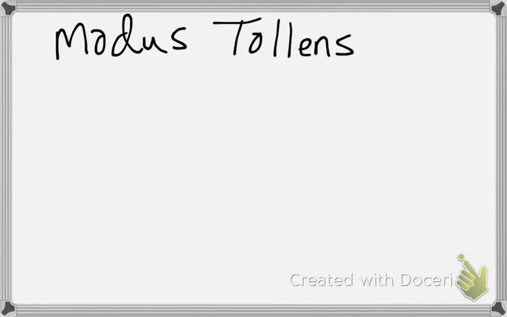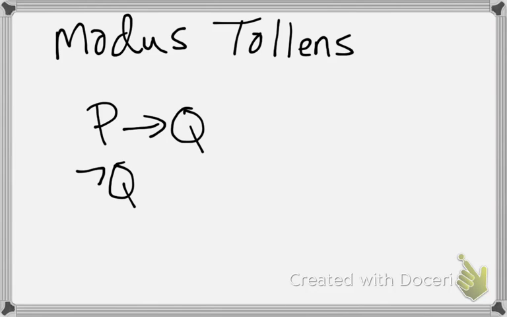This lecture will explain the rule of Modus Tollens. Modus Tollens should be familiar to you from the first part of our course. Recall that if we have a conditional P arrow Q, and if we have the denial of the consequent of that conditional, then we can derive the denial of the antecedent. That's how the form of Modus Tollens looked, and that's how the rule of Modus Tollens works.